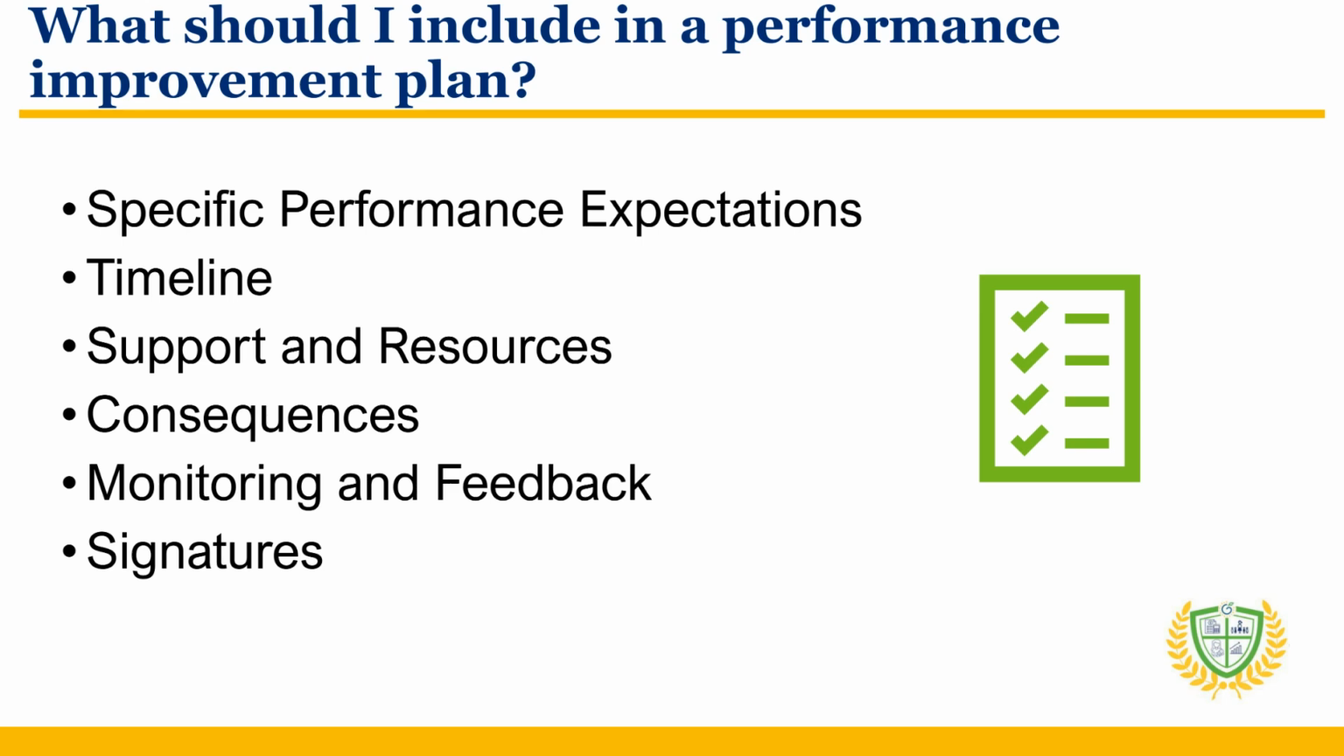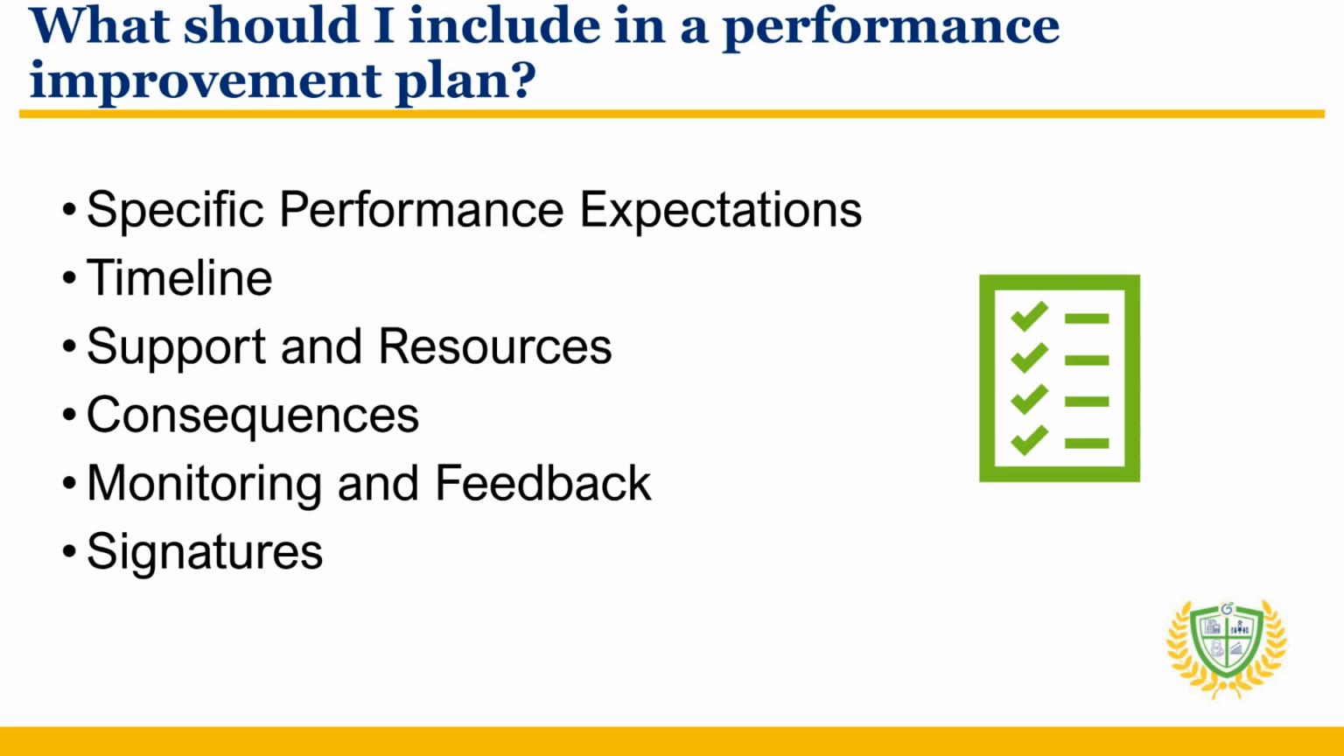A performance improvement plan, or PIP, is a tool that can be used to help a struggling employee improve their performance. Here are 6 elements that you should include in a PIP. Set specific performance expectations. The PIP should clearly outline the specific performance expectations that the employee needs to meet. These expectations should be measurable and achievable.